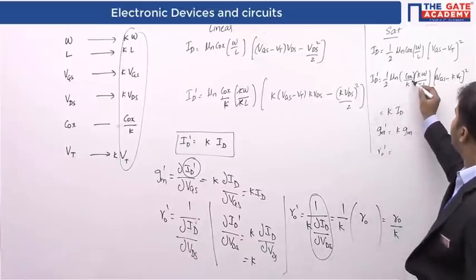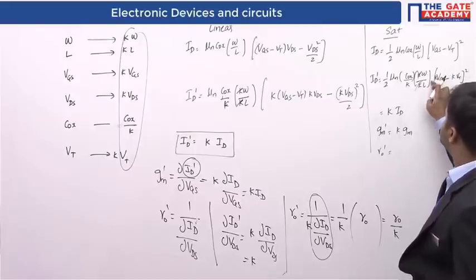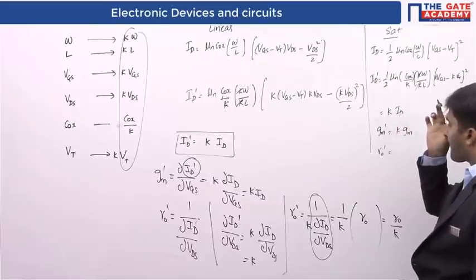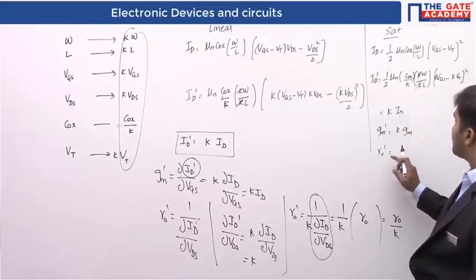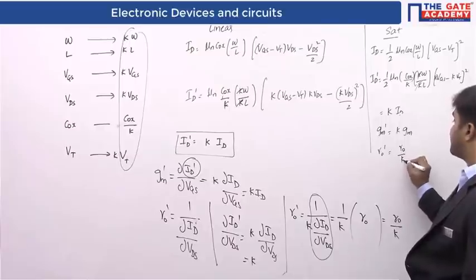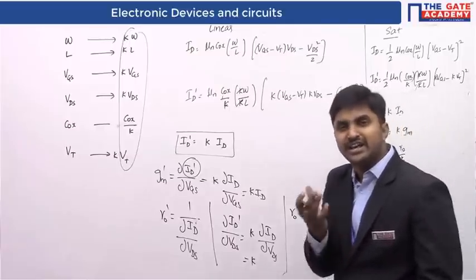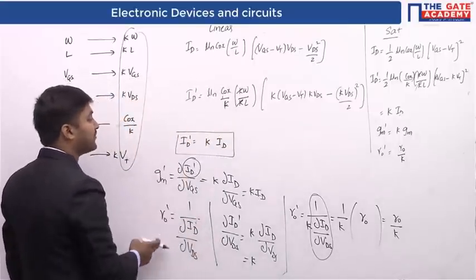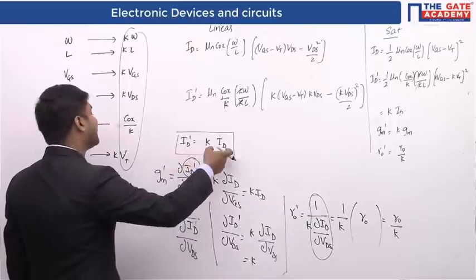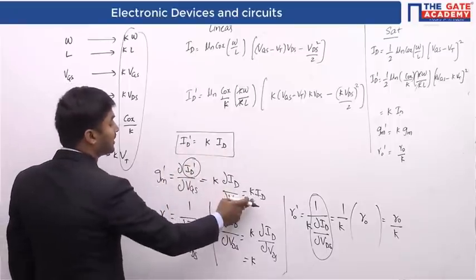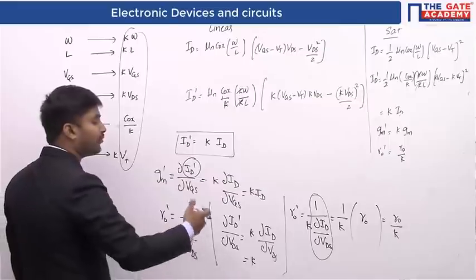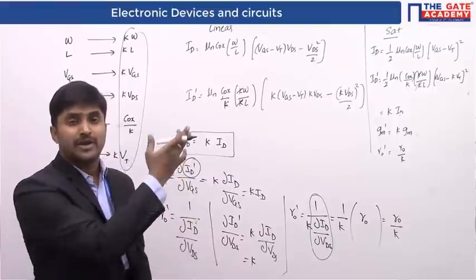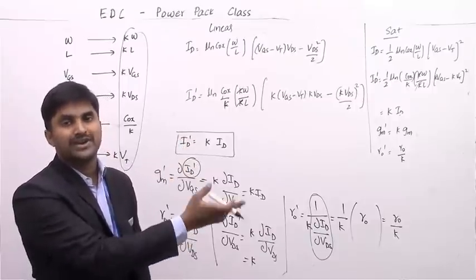So therefore K gets cancelled out, K square comes outside, K square gets cancelled with that of K, you will only have K here. So R naught dash is going to be equal to R naught by K, just like the case of the linear region. So whether it is a linear region or a saturation region, the effect on the three parameters is that the current is going to become K times, the transconductance is going to become K times, whereas the drain resistance is going to become 1 by K times, whether it is a linear region or a saturation region.